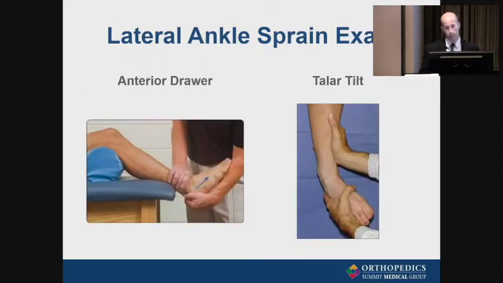So these are two basic pictures of the anterior drawer and the talar tilt examination. I would just emphasize this is a plantar flexed foot. It really probably should be a dorsiflexed or neutral foot to really isolate for the calcaneofibular ligament.